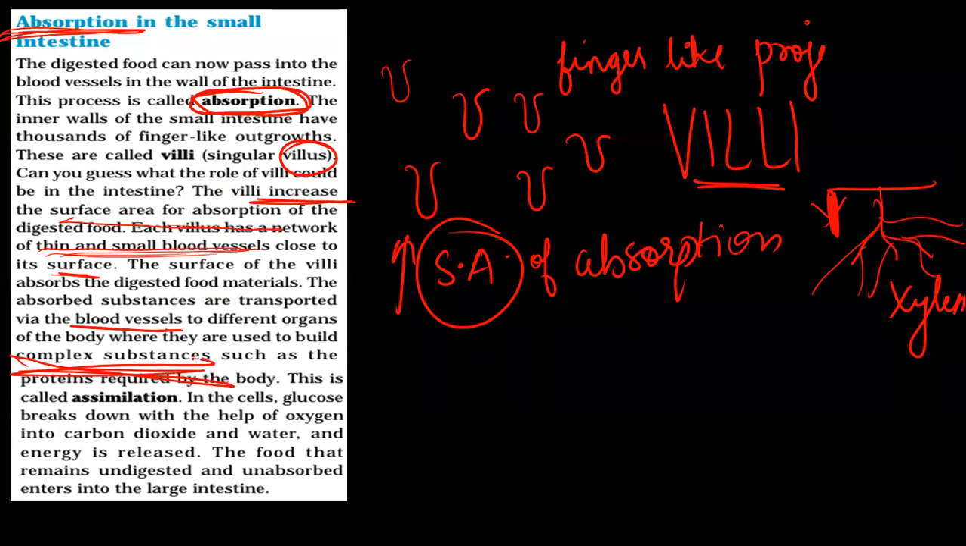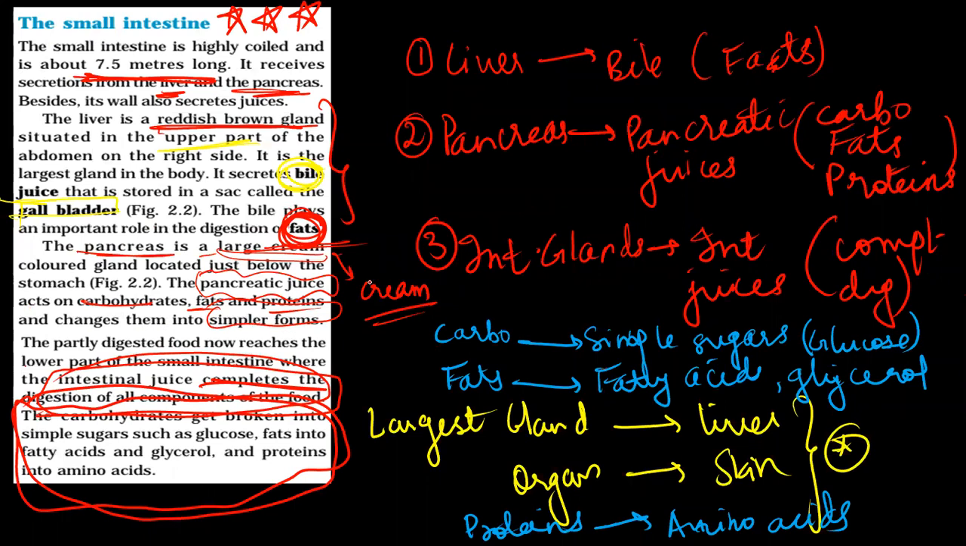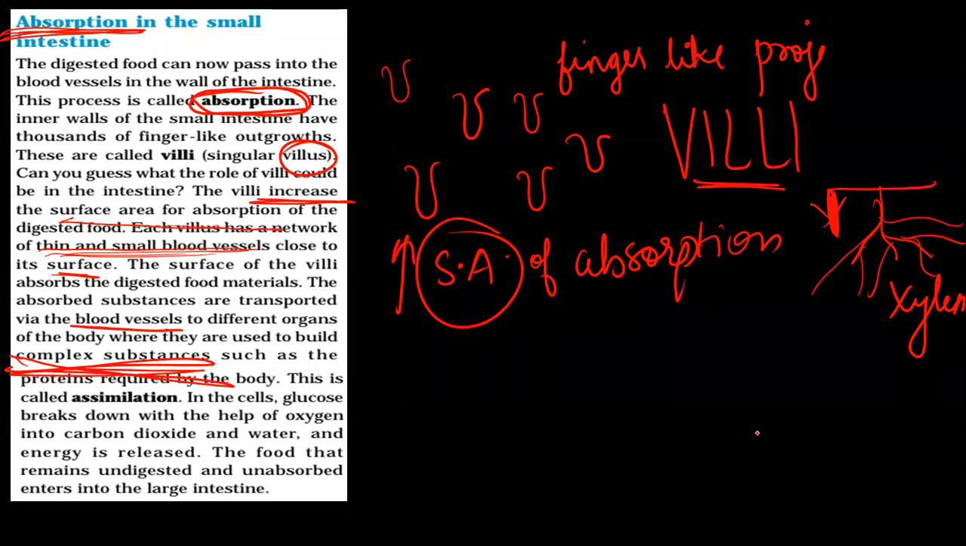First, we broke them down so that we can absorb them. But now in the cell, according to cellular needs, we will make complex substances, repair, etc., such as proteins. Protein is a complex substance. Here we broke down proteins into amino acids, but according to cellular requirements, we'll again make proteins for the requirement of the body. This is assimilation.